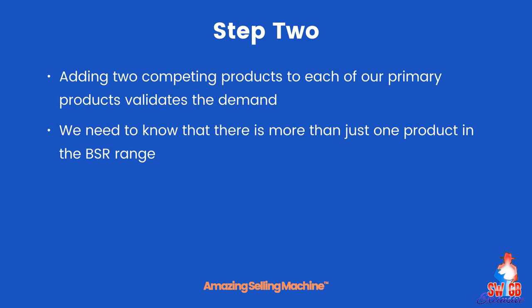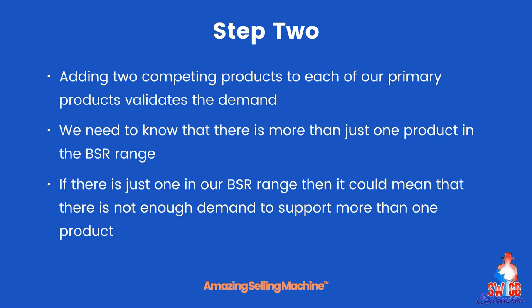Adding 2 competing products to each of our primary products validates the demand for the primary product. We need to know that there is more than just one product in the BSR range. If there is just one in our BSR range, then it could mean that there is not enough demand to support more than one product.